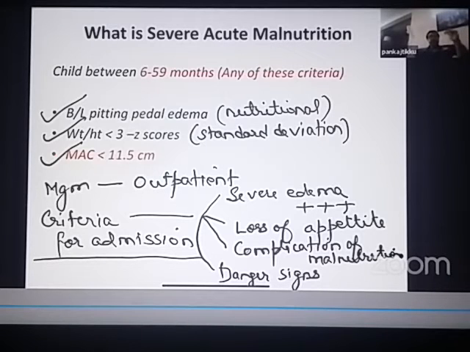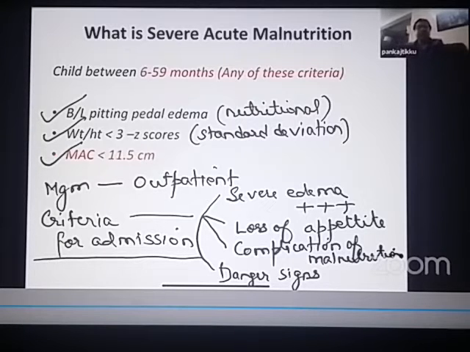Can it be managed in the OPD basis? Yes. Can it be managed in the hospitals? Yes. But criteria for hospitalization are these 4. Severe edema present, or there is loss of appetite, or there is complications of malnutrition, or there are danger signs. Any of the danger signs that I told you, hypothermia, hyperthermia, signs of infection, not able to take fluids, not able to take food, these are danger signs. Any of them present, that also is a criteria for admission.